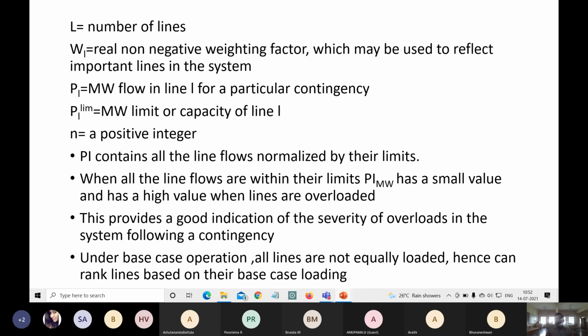So when all the line flows are within their limits, then PL megawatt is nothing but our, sorry, not PL, that is performance index. This is not L, this is I, PI megawatt. So total performance index in terms of megawatt. When all the line flows are within their limits, it should have some small value and some higher value when the lines are overloaded.